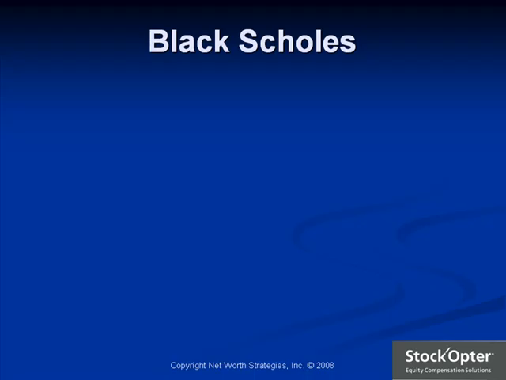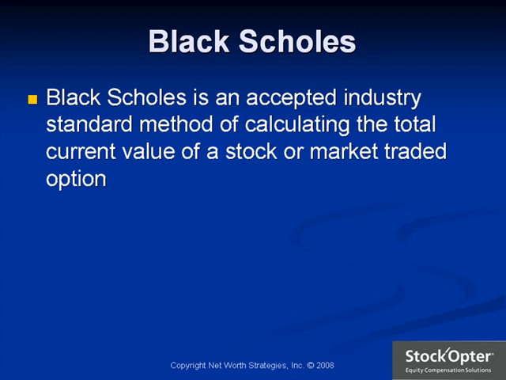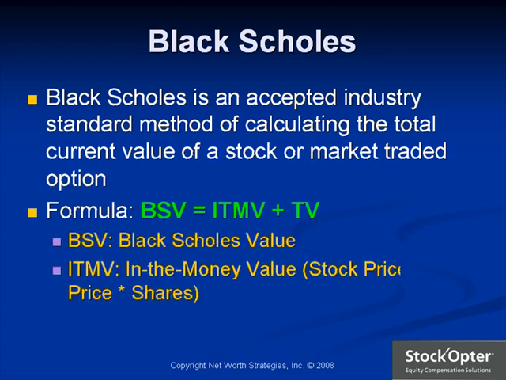Black Scholes is an accepted industry standard method of calculating the total current value of a stock or market traded option. The Black Scholes value of an option can be thought of as consisting of two additive parts: the intrinsic or in the money value and its time value. In the money value is easily understood as the current stock price minus the strike price times the number of shares.